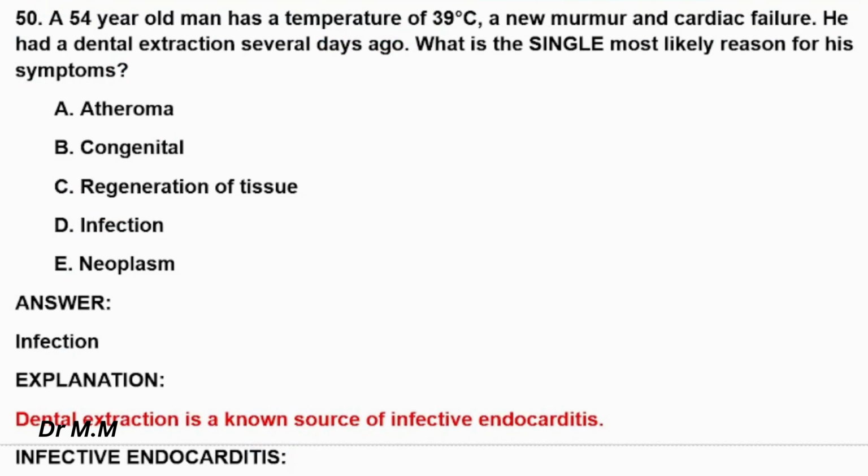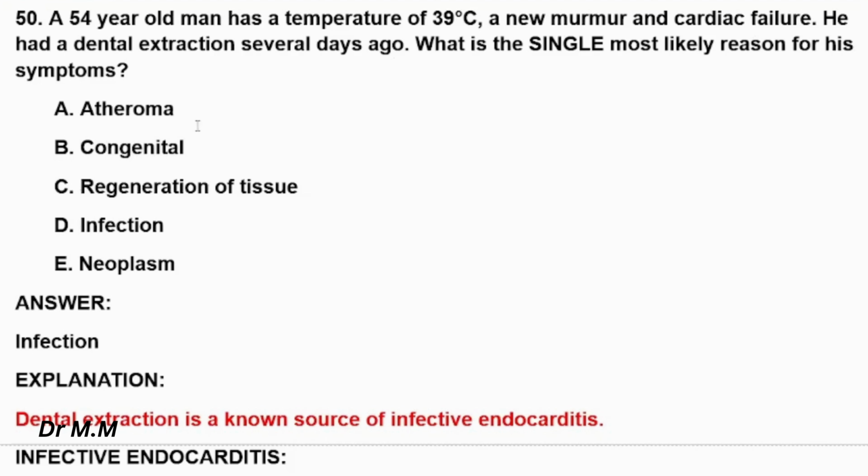Today we are going to talk about another question of cardiology. A 54-year-old man has a temperature of 39 degrees Celsius. The patient is febrile, with a new murmur and cardiac failure. He had a dental extraction several days ago. What is the single most likely reason for his symptoms?